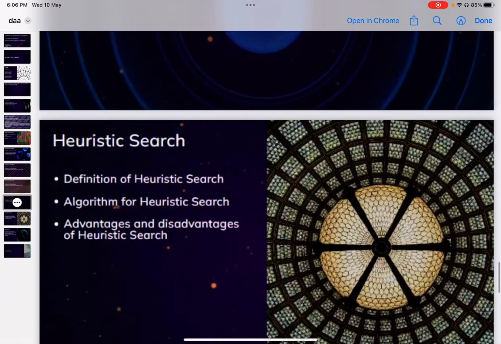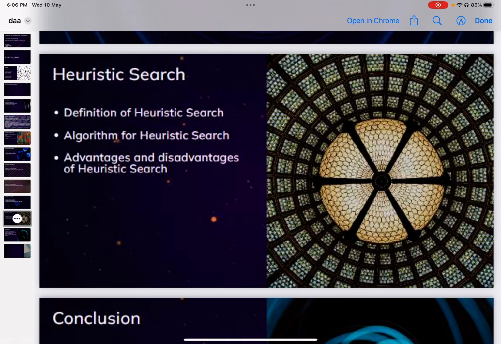And the next one is heuristic search. We can define heuristic search as a class of methods used to order the search of a solution space for an optimal solution. Heuristic search is a type of search algorithm that uses a heuristic function to estimate the cost of a path to the goal node. Algorithm for heuristic search: it uses a heuristic function to prioritize the search. Advantages and disadvantages: it is efficient and works well on large graphs, but the quality of the solution depends on the quality of the heuristic function.